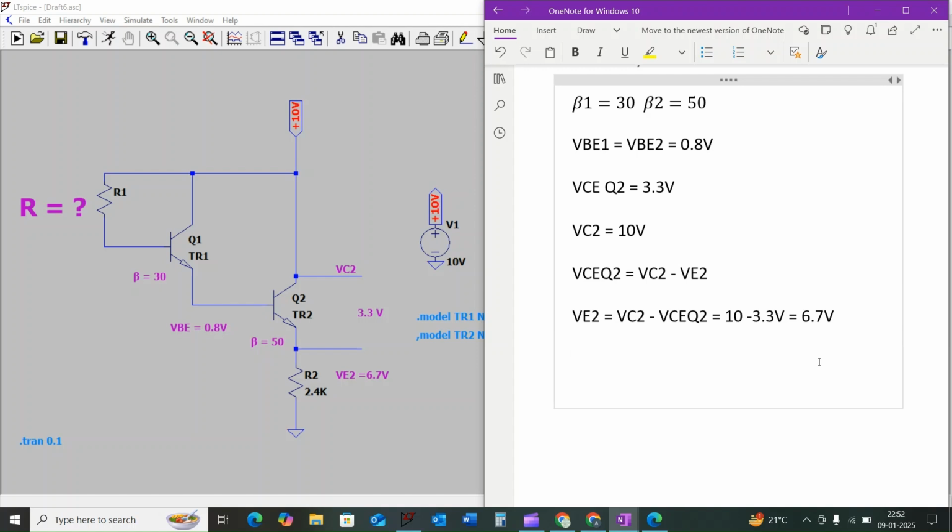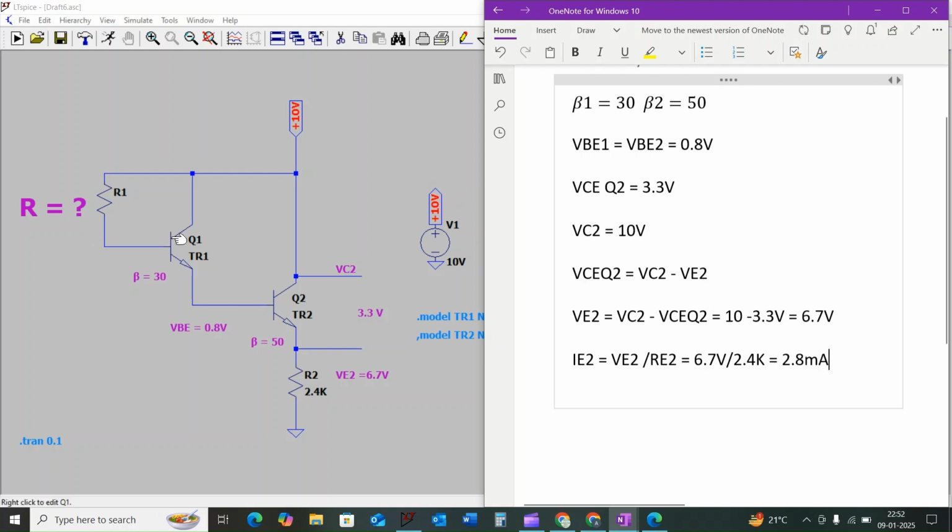From this we can find the emitter current across the transistor Q2. The emitter current IE2 is given as VE2 divided by RE2, which is equal to 6.7 volt divided by 2.4 kilo ohm, which is equal to 2.8 milliamps.